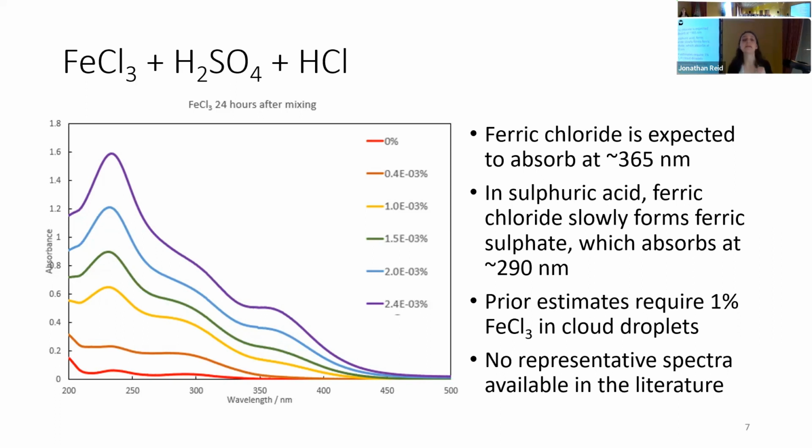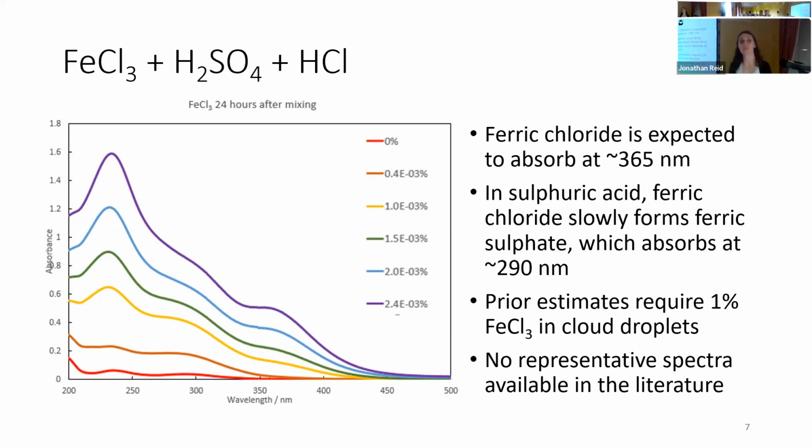There's a few issues with it. People have done estimates of how much ferric chloride you would need, and they come up with about 1% in every single cloud droplet, which doesn't sound like a lot, but that's huge. That's all covering the planet. And we're talking hundreds or thousands of years of iron accumulation in the atmosphere to get that sort of concentration, which, I mean, it might be feasible, but probably not. The other issue is that absolutely no one has published a spectrum of ferric chloride and sulfuric acid. There's two spectra of ferric chloride itself. They look very different from one another.